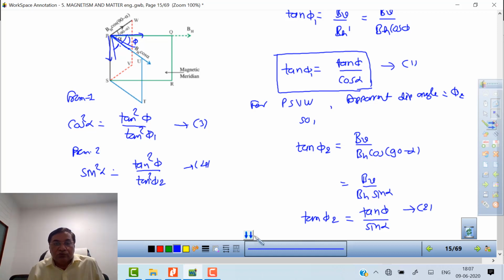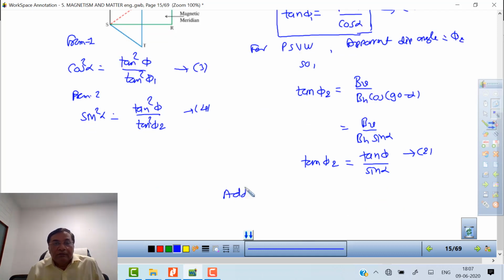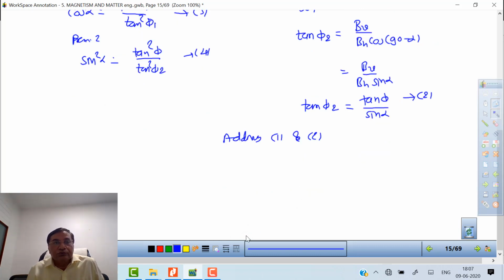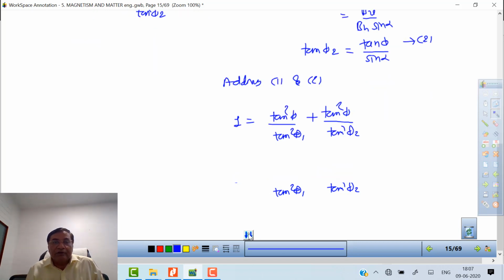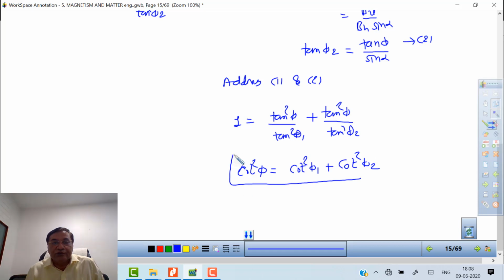So now add this. By adding 1 and 2, we get 1 is equal to, left side one. So we get tan square phi upon tan square phi 1 plus tan square phi upon tan square phi 2. We take tan common, other side becomes denominator, so it becomes cot square phi is equal to 1 upon cot square phi 1 plus cot square phi 2. So this is a very important relation.